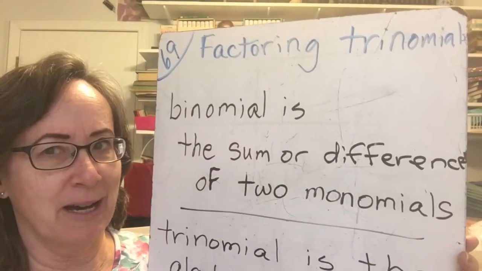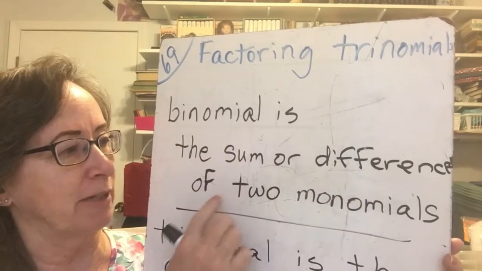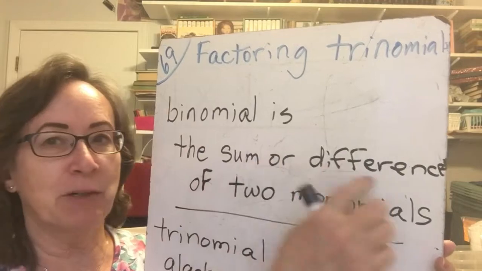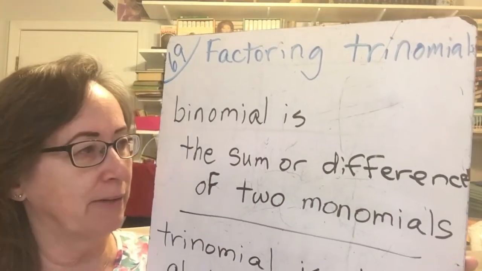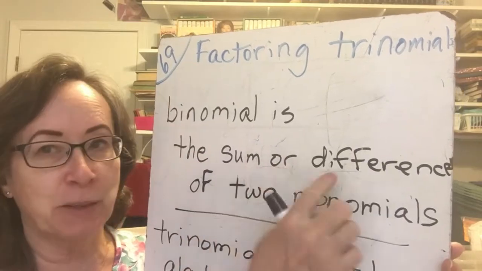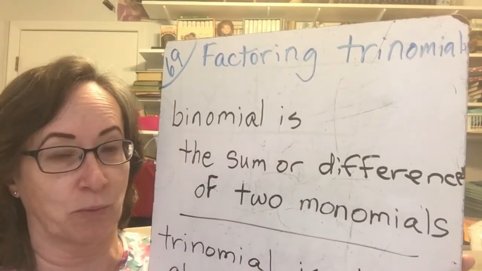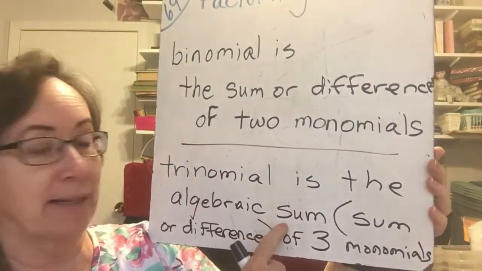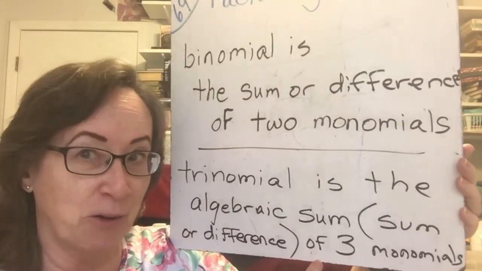Moving on from monomial to binomial, a binomial is the sum or difference of two monomials. When we say sum or difference, we're really talking about the algebraic sum that we talked about earlier. The algebraic sum is just another way of saying sum or difference. So a trinomial is the algebraic sum, or the sum or difference, of three monomials.